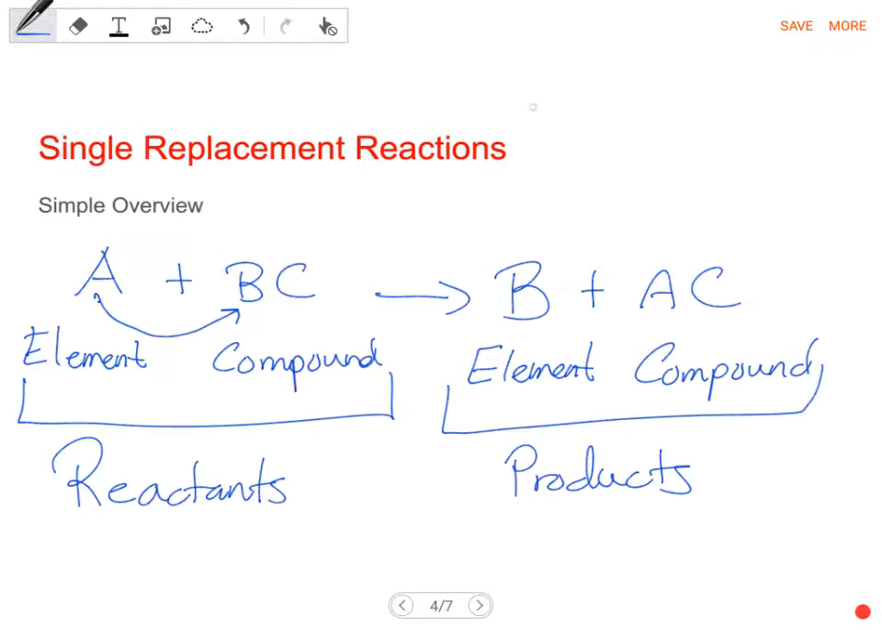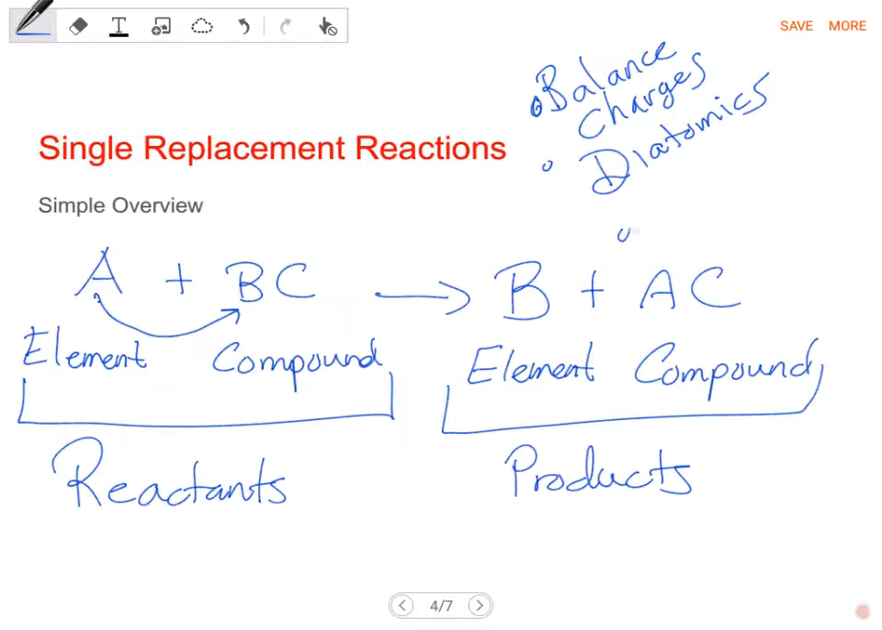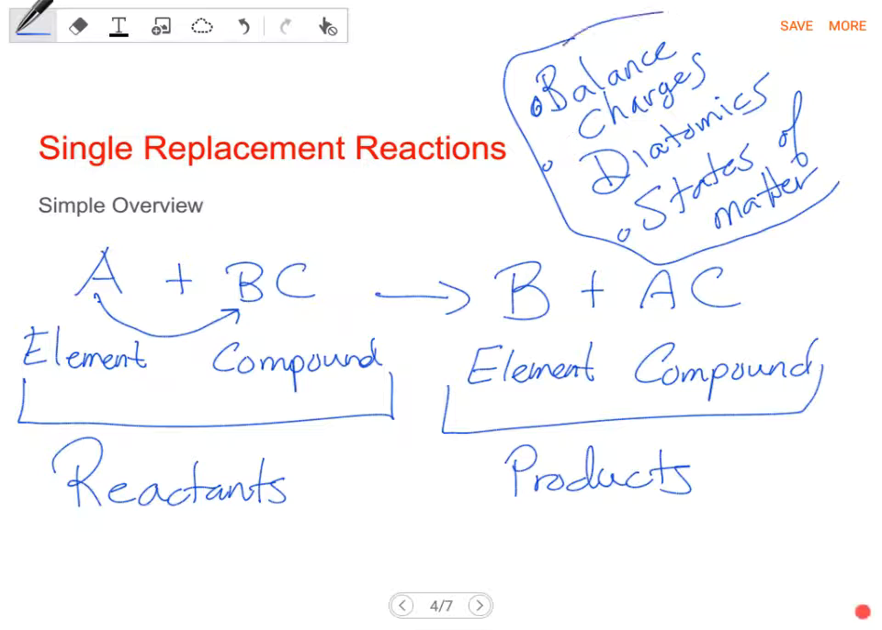Please keep in mind, we need to balance everything. Balance charges. Remember your diatomics. And remember states of matter. All right, here we go. Let's try some out. I hope that you find this fairly easy because we have spent a lot of time on ionic reactions and so on and so forth. So I like to think that you will be able to do this fairly straightforward.